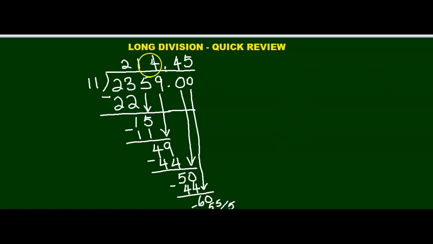So because we have 214.45, rounded to the nearest 10th, your answer would be 214.5. That would be our final answer.